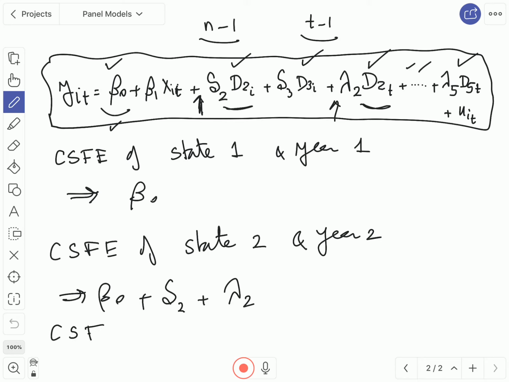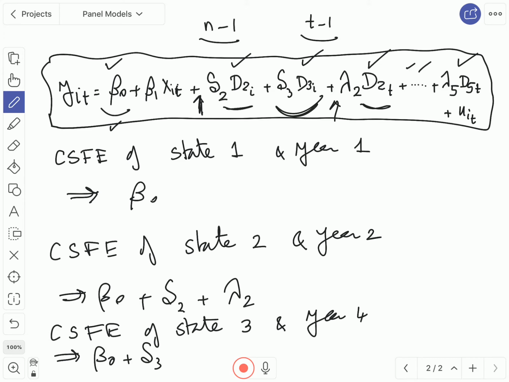What's the cross-section fixed effect of state, let's say state n, we have here n is equal to 3, so state 3, and let me just choose anything, year 4. So in this situation it's going to be equal to beta node plus, this is for state 3, so delta 3 plus year 4 is going to be lambda 4.